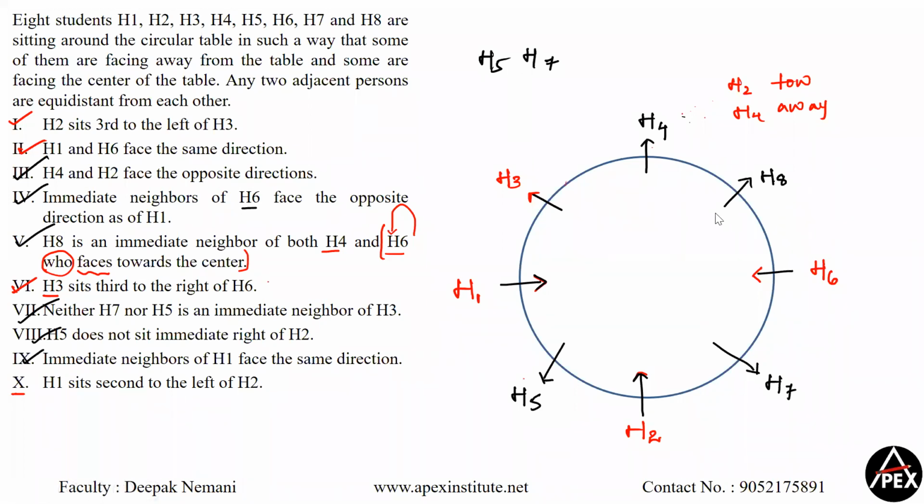So the 9th is not satisfied? Immediate neighbors of H1 face the same direction. Is that not satisfied? It's satisfied. H3 and H5 are immediate neighbors of H1 and both are facing away from the center. Got it?